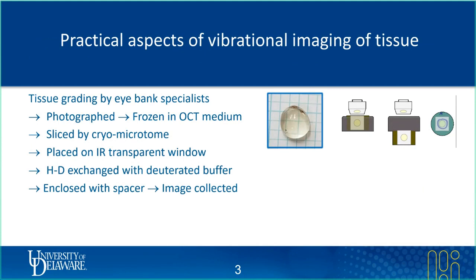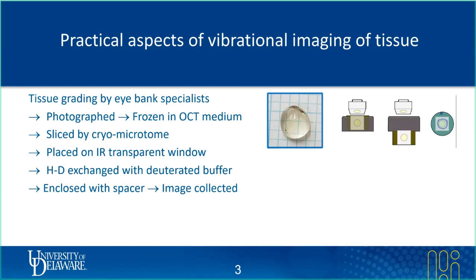Normal histology processes, except instead of putting on a normal glass slide, we have to put these on IR transparent windows, so things like calcium fluoride. Again, for IR transparency, we need to remove any water, and we do that by, instead of adding a regular buffer on top of the sample, we add a deuterated buffer on top of the sample.